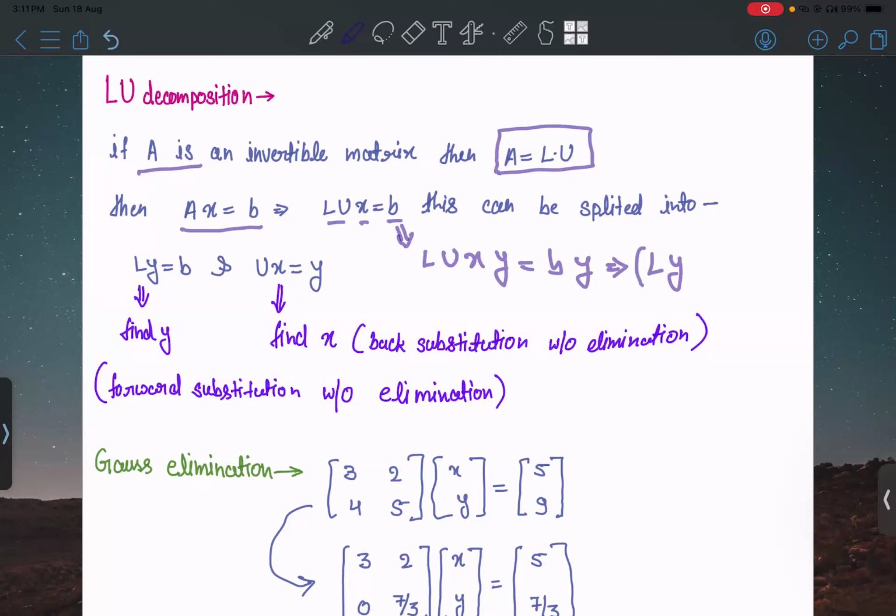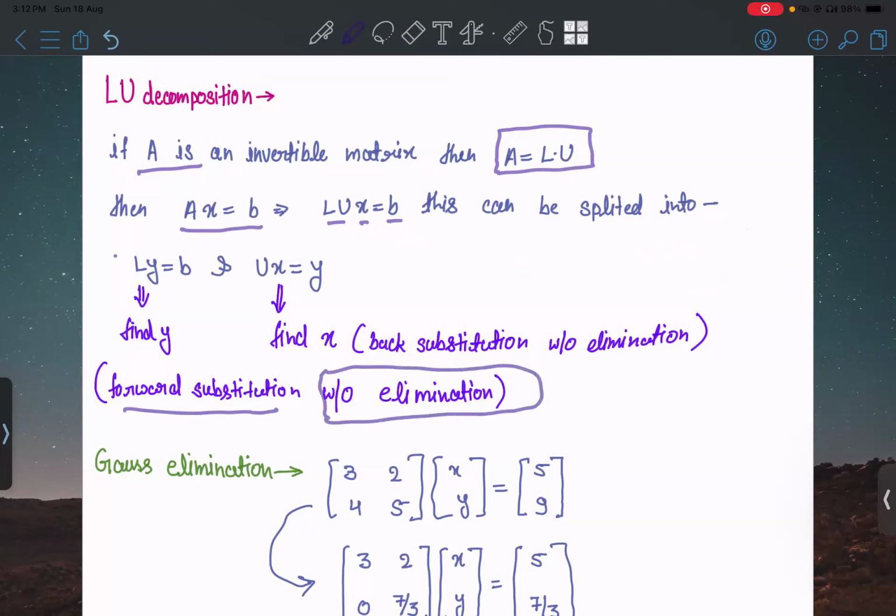So I can assume that UX is equal to Y. By assuming this, we can solve this problem like that: LY equal to B, then UX equal to Y. How can we find the value of Y? By using forward substitution without any elimination process.